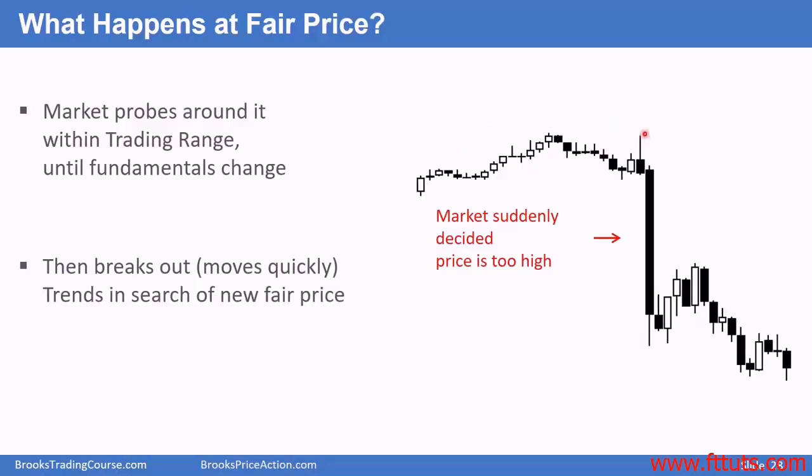So for example, here the market thought this was a fair price. And then the fundamentals change. Some piece of information comes out, in this particular case, the market suddenly decided that the price was way too high. And we got a big bear breakout below the trading range. The market is in search of a new fair price where it will oscillate around and create a new trading range.